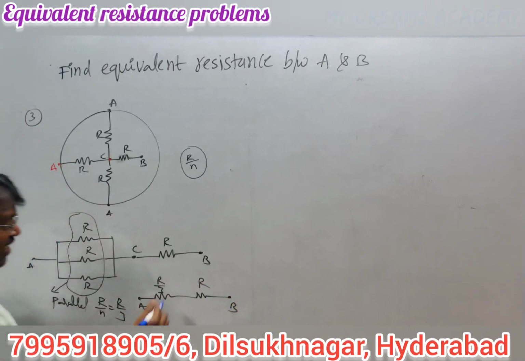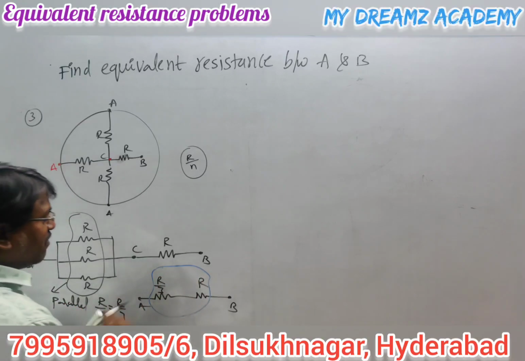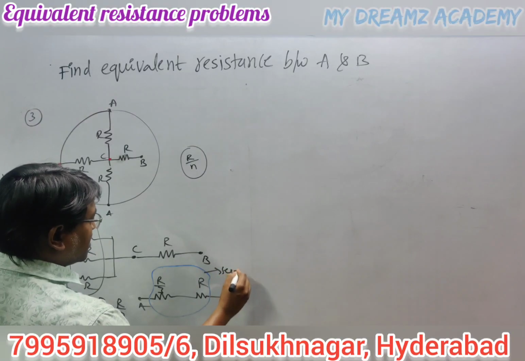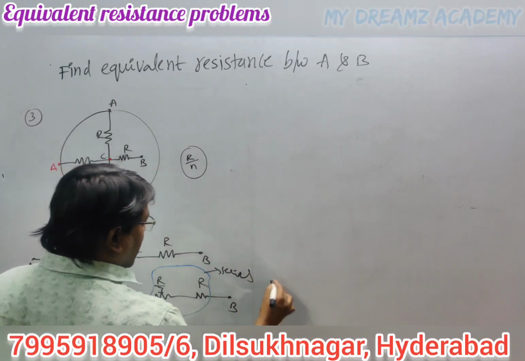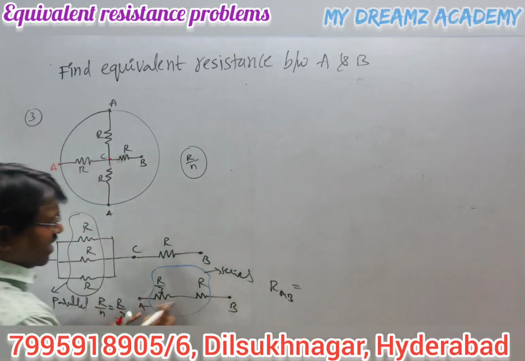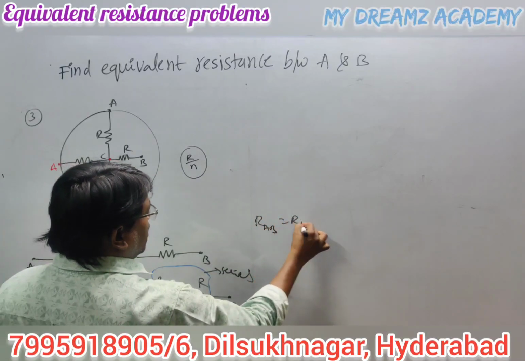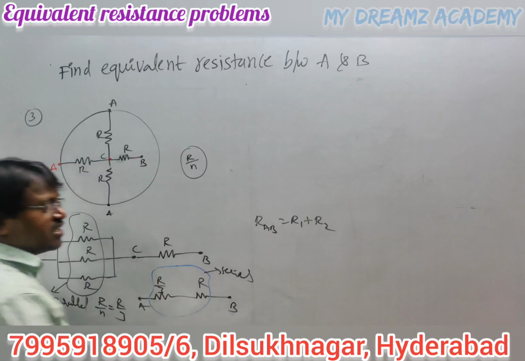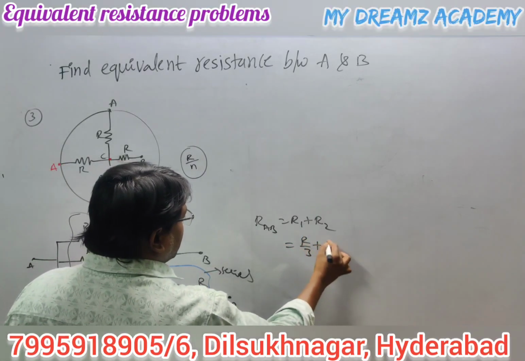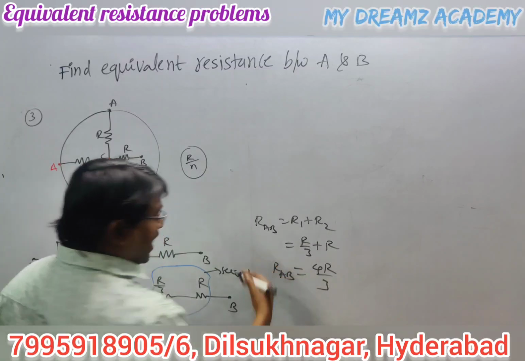Now these two are connected in series. What is the equivalent resistance of this series combination? Series combination means R1 plus R2. RAB equals R1 plus R2. What is the R1 value? R1 is R by 3, and R2 is R. R by 3 plus R is 4R by 3. That is the equivalent resistance between A and B terminals.